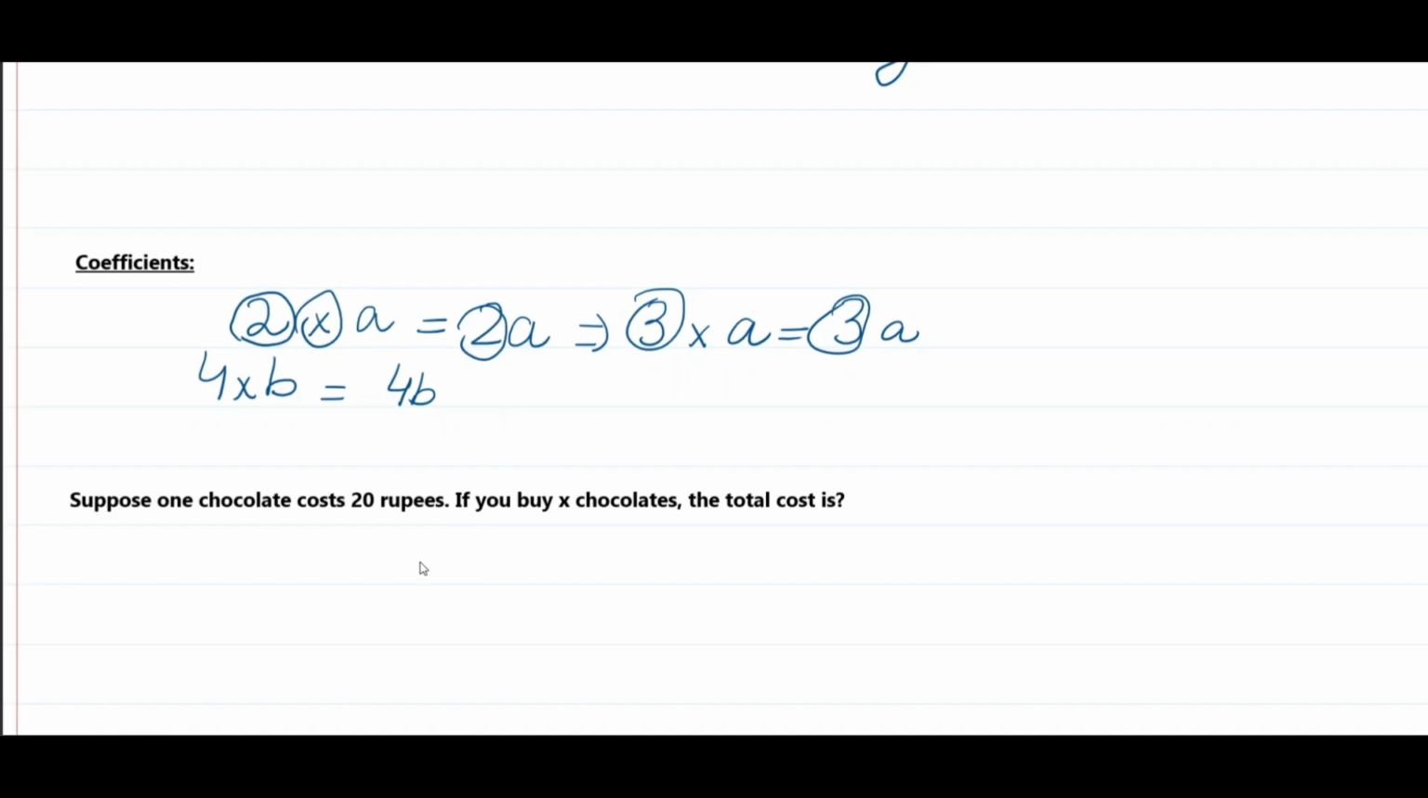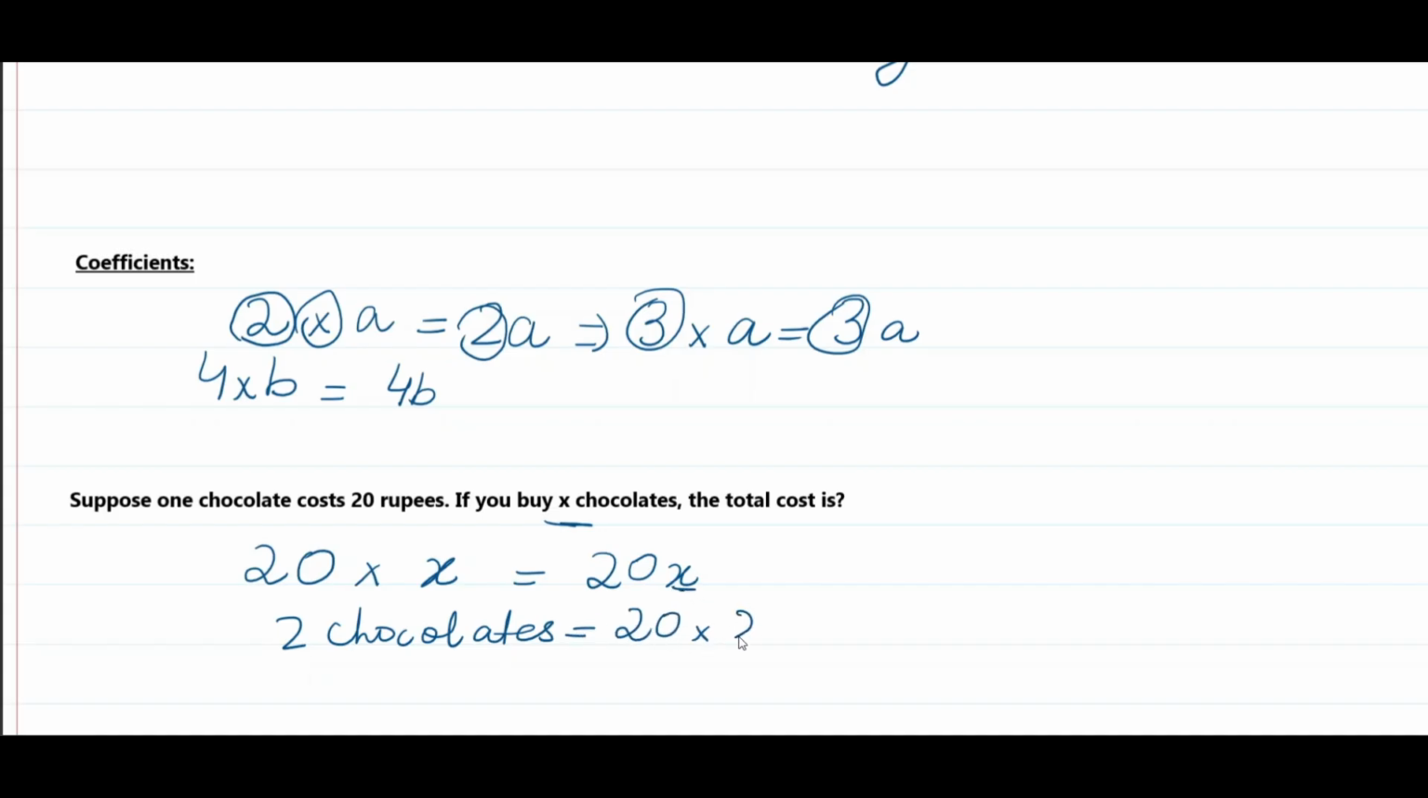Now let's suppose I have one chocolate that costs 20 rupees. If you buy X chocolates, what is the total cost? So I'll be multiplying 20 by X, and I can write 20X over here. So for example, if I buy 2 chocolates, instead of this X, I'll multiply by 2, and the answer is 40. No need to do long multiplication here, just multiply directly.